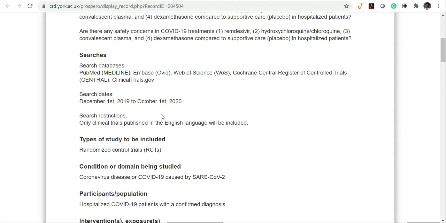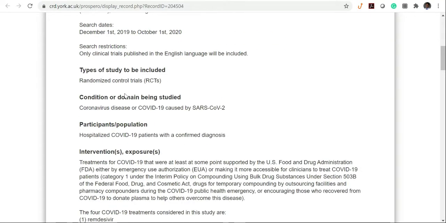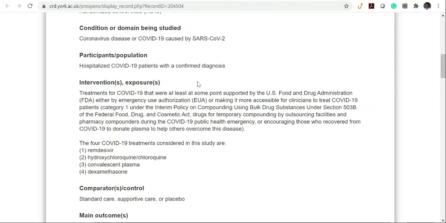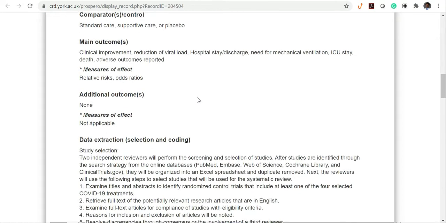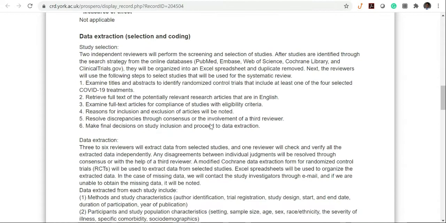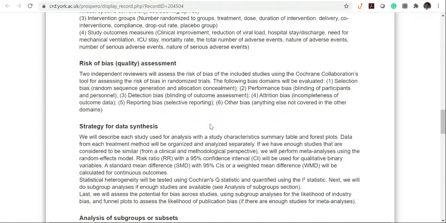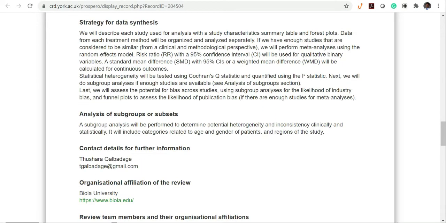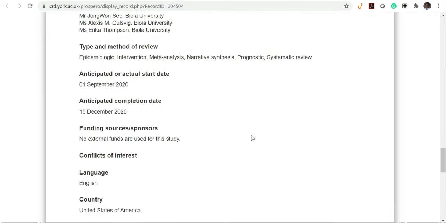Our study also has a certain specification where we will be only looking at clinical trials published in English. So that's one of the limitations in terms of the search that we are doing also. We'll also be looking at randomized control trials, and then we also have given our interventions. We've discussed the data extraction methods, and we've also discussed the strategy for data synthesis. So very similar to the organization that we have seen in previous studies.